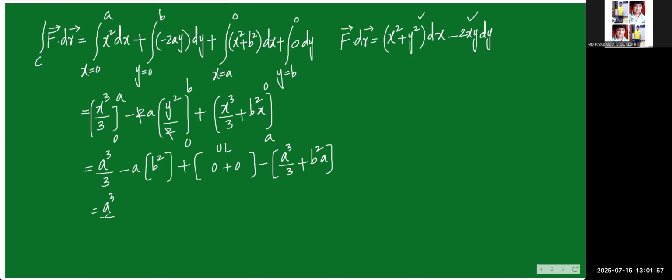Minus ab square. This is over. Minus a cube by 3 minus ab square. This and this cancel. Finally, your answer is integral over C of F dot dr, which is 0.